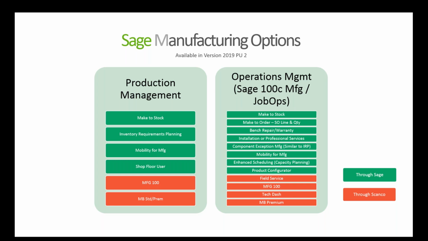It includes component exception manager, which is similar to IRP. We may address a little bit of that here in a little bit. I don't have a slide on it, but I can talk to kind of the whole IRP, SEM, MRP, purchase agent side of things. And then, of course, we've released mobility for manufacturing, which is required for Manufacturing 100. And then we have the add-on modules of enhanced scheduling, which is capacity planning, as well as the product configurator. Again, then from Scanco, we've got the field service add-on, Manufacturing 100 add-on, Tech Dash, as well as multi-bin premium available for that.